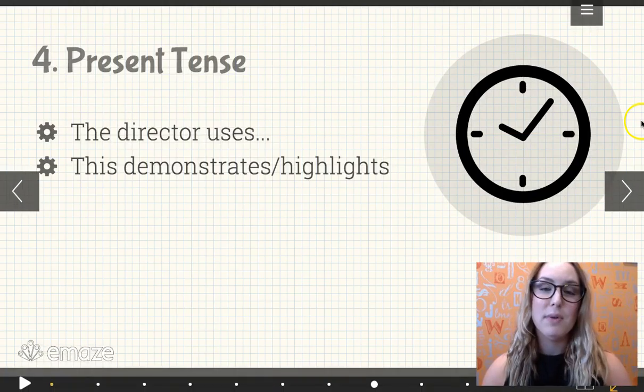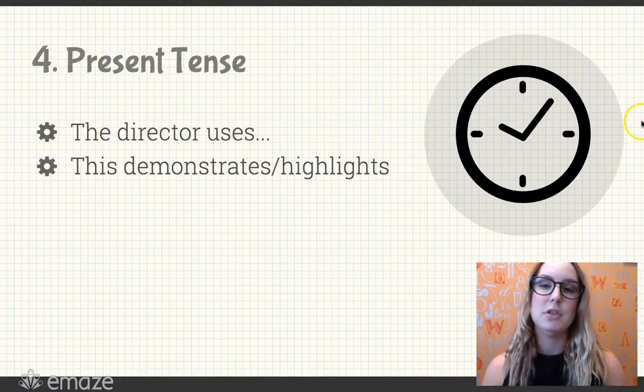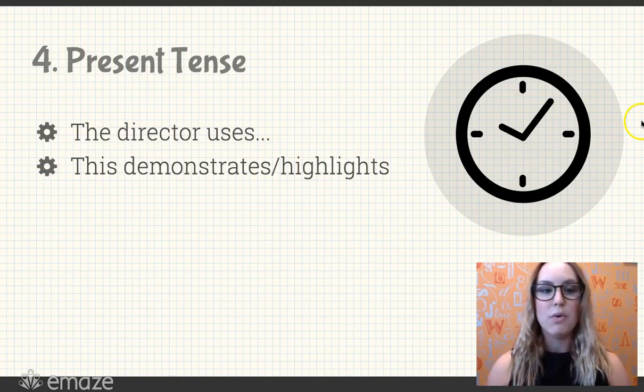Rule number four, always write in present tense and make sure you keep it consistent throughout. So it should be the director uses, the author highlights, this demonstrates, etc.